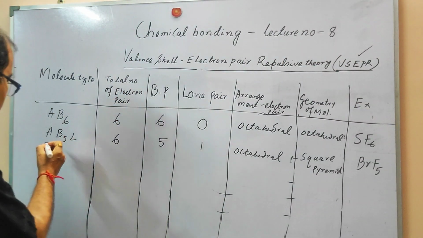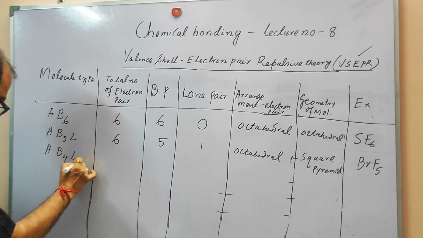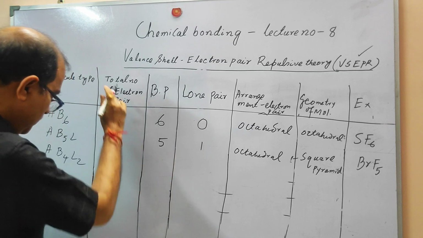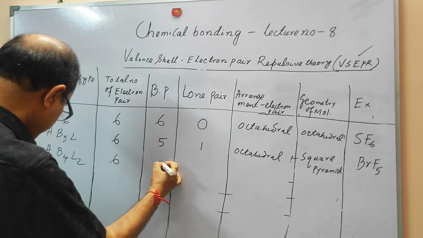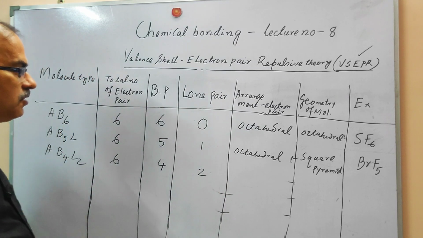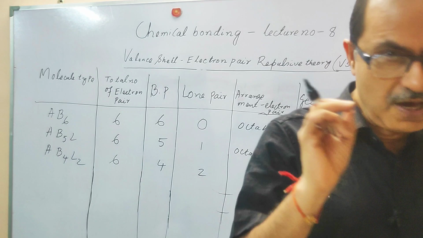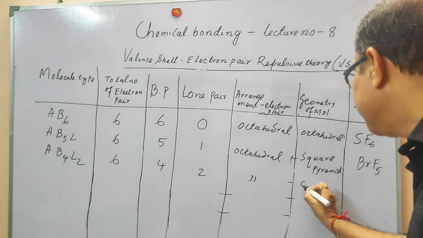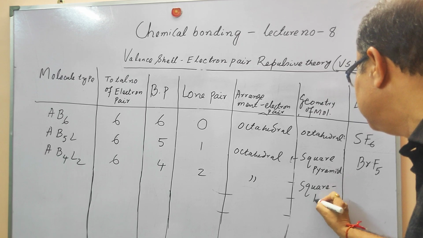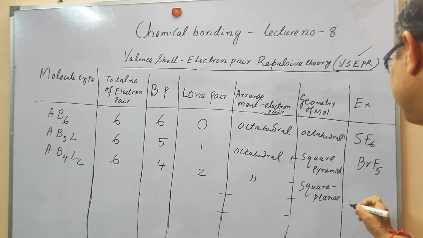Another example of this variety is AB4L2. Here the total electron pairs are 6, but the bond pairs are 4 and the lone pairs are 2. Here also the arrangement of the electron pairs is octahedral, but the shape is square planar.